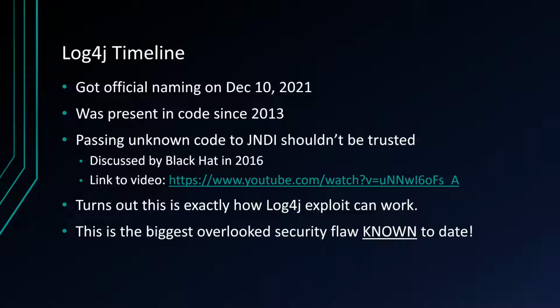And so Black Hat was saying, JNDI, you shouldn't allow anything to be passed through there that you don't know what's being passed. And well, nothing ever really got fixed, and it turns out that JNDI is the reason the exploit for Log4j actually works. And from what I've been able to tell, this is the biggest overlooked security flaw that we know of to date.